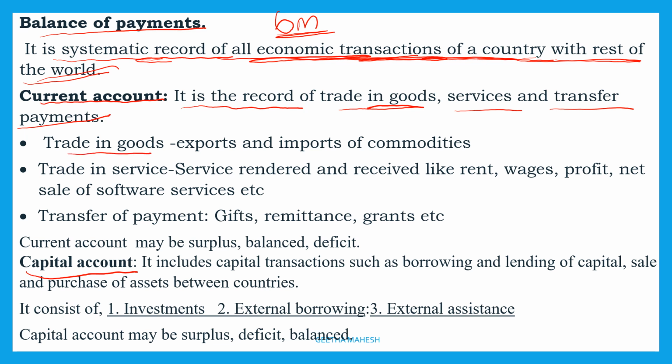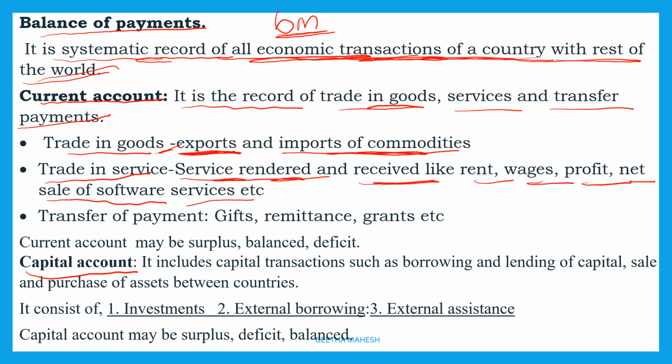Trade in goods, we can deal with export and import of commodities, which is also called trade balance. Trade in services records services rendered and received like rent, wages, profit, net sale of software services, etc. Transfer of payment is a unilateral payment which includes gifts, remittances and grants, etc. Current account may be a surplus, balanced or deficit.